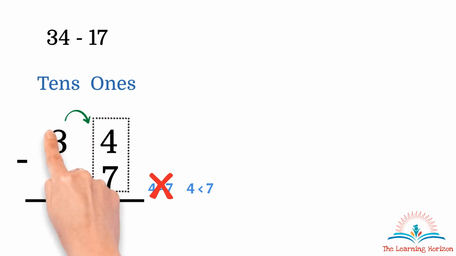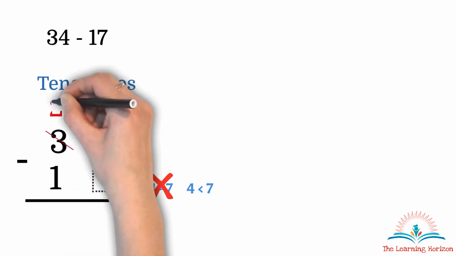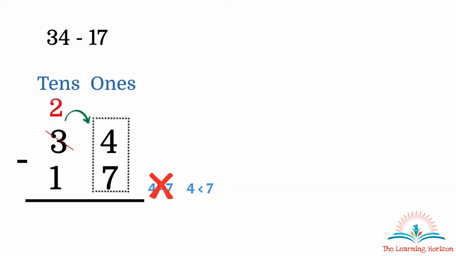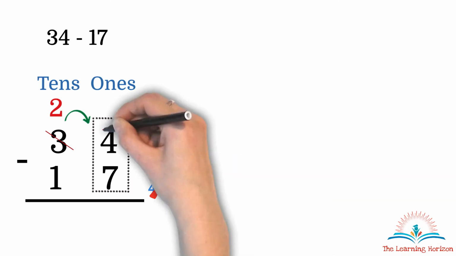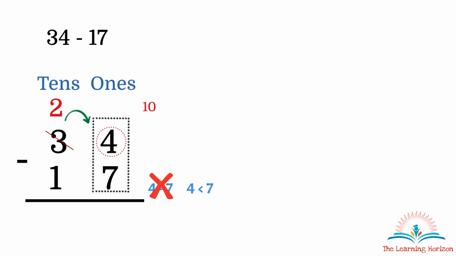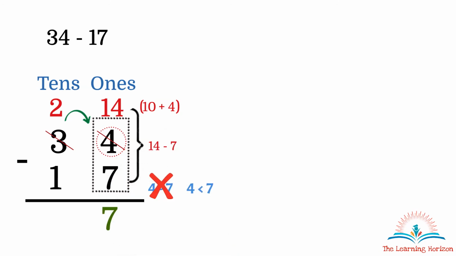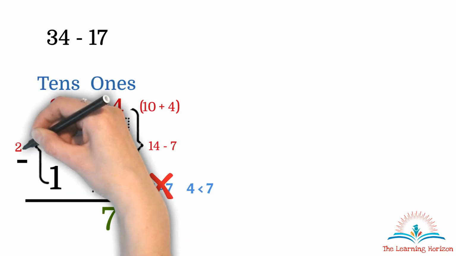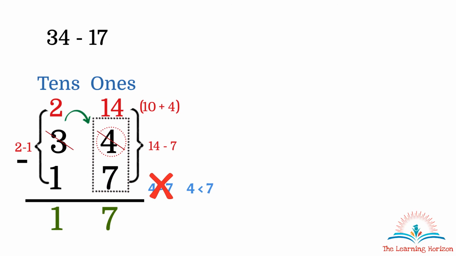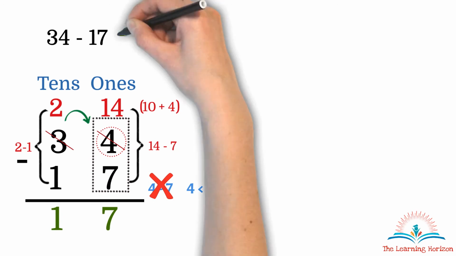And now here we have 1 less than 3, that is 2 tens. We have borrowed a 10 and we already had 4 in the ones place. So it's 10 plus 4 is equal to 14 ones here. Let us subtract. 14 minus 7 is equal to 7. 2 minus 1 is equal to 1. So 34 minus 17 is equal to 17.